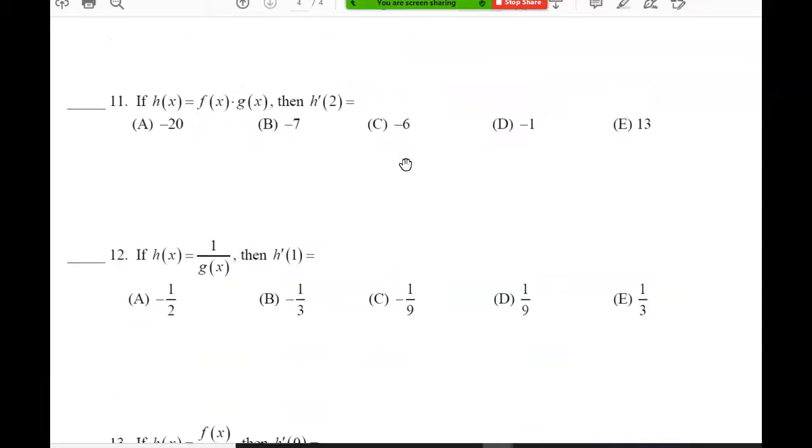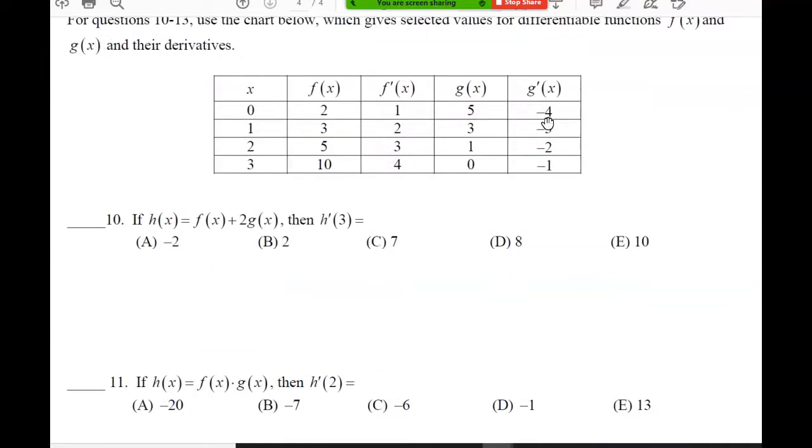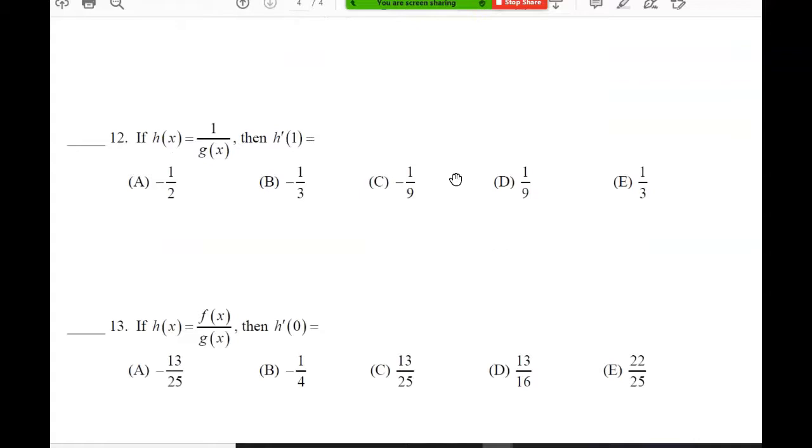So we're really just looking at the 0 row right here. So you have 5 times 1 minus 2 times -4 all over 5 squared. A negative times a negative turns to a positive 4, so you have 5 plus 8 over 25, which is 13/25, which is C.